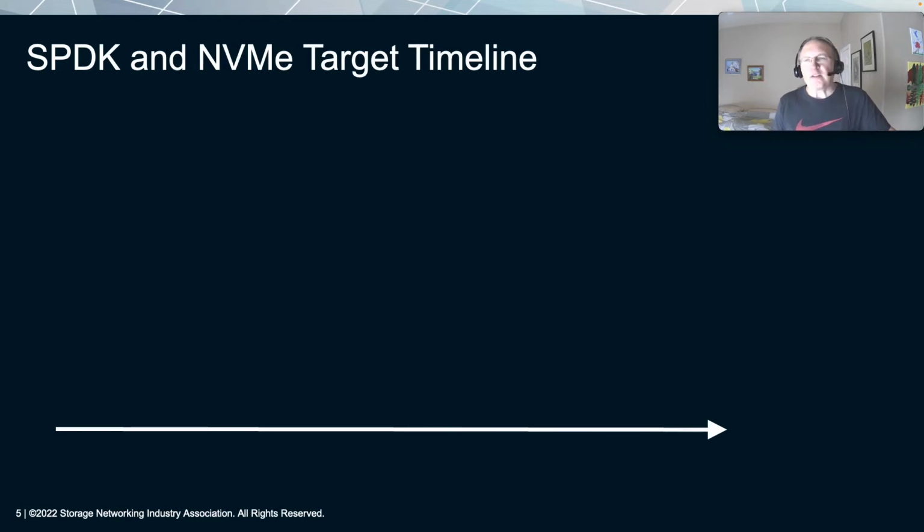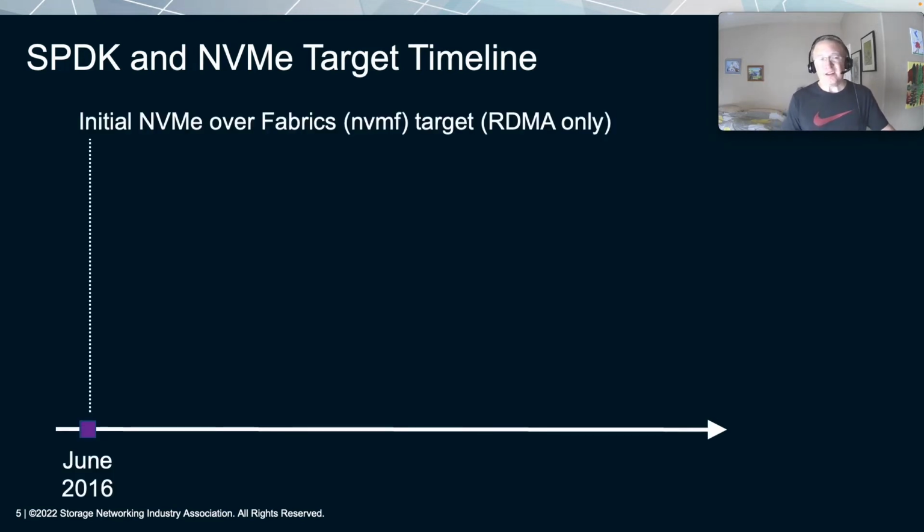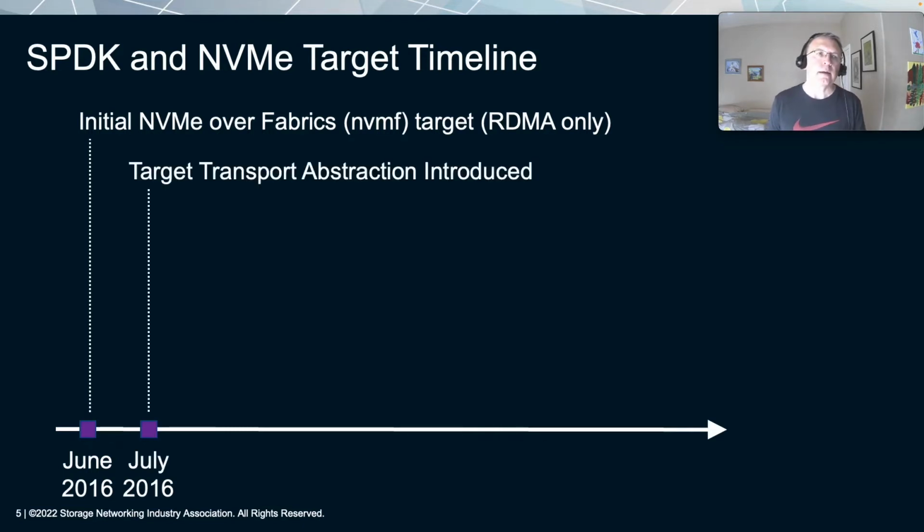So when we look at the history of the NVMe target, in 2016, a little more than 6 years ago, we uploaded the first version of the NVMe-oF target to the SPDK GitHub repo. At the time, NVMe only specified RDMA, and so that's all the target did. But very shortly after that, just a month later, we upstreamed the transport abstraction. It was becoming apparent that there were going to be new transports, TCP being the main one, and so we knew we wanted to start looking at how to separate out common code from transport-specific code.